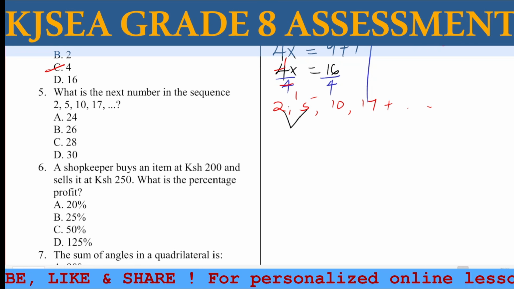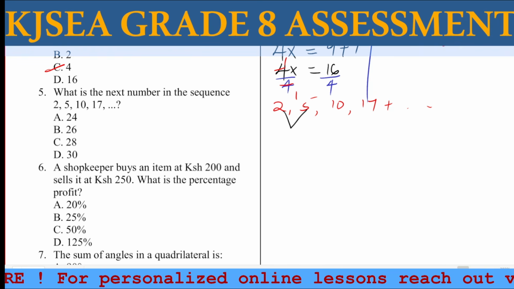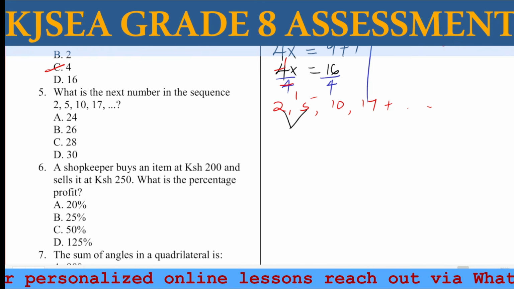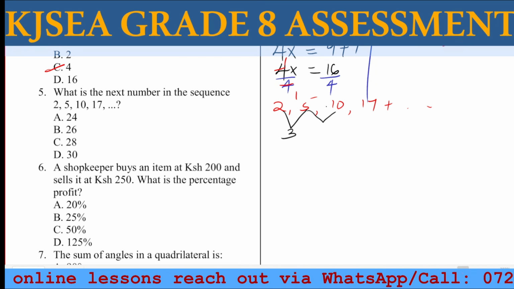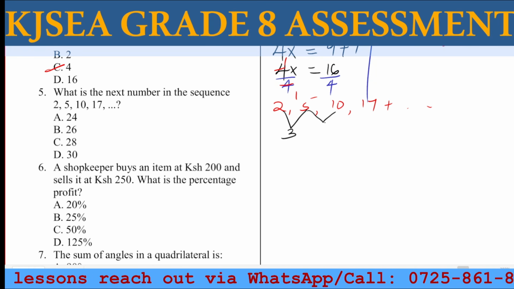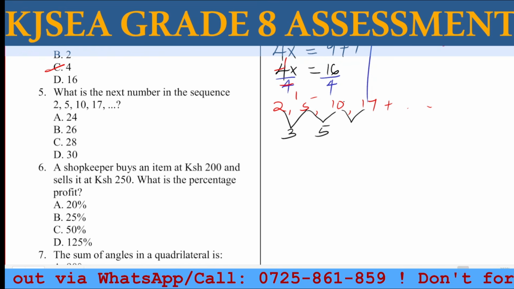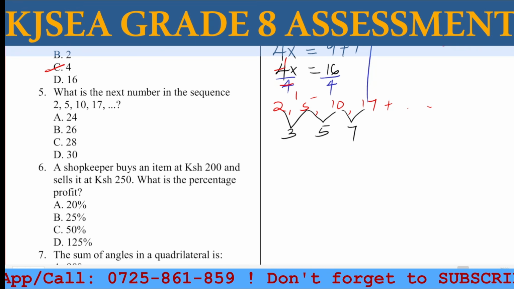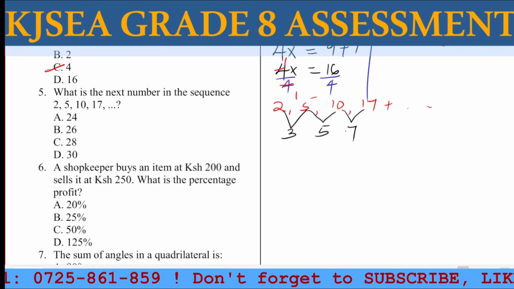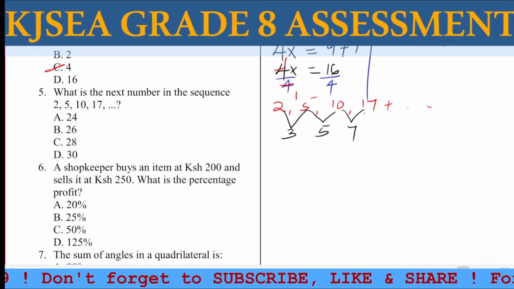Just observe from 2 to 5, you add 3, so 2 plus 3, or you can take 5 subtract 2, and that is 3. Then 5 to 10, you can see 10 subtract 5 is 5. Then 17 subtract 10 is 7. Now look at these numbers, 3, 5, and 7. So 2 plus 3 is 5, 5 plus 5 is 10, 10 plus 7 is 17.